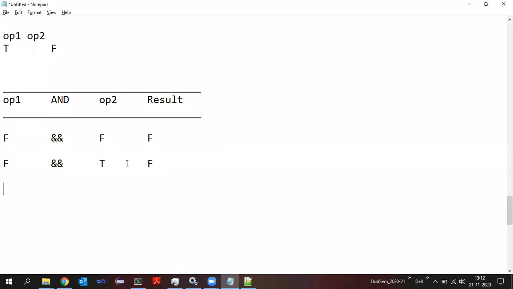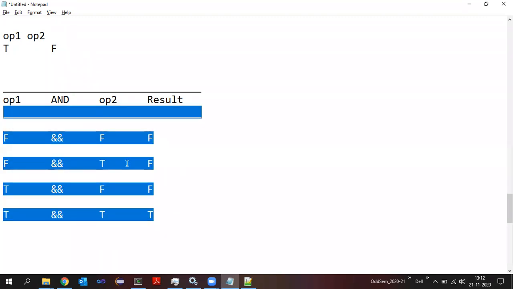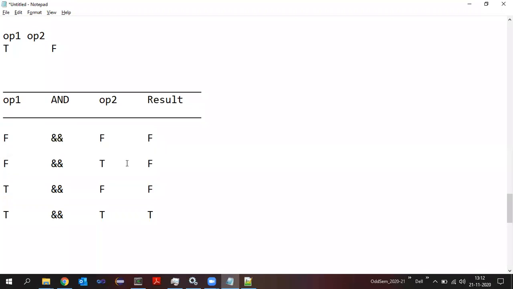Then, assuming students are present and the teacher is absent, what do you expect? Will the class be taken or not? It will not be taken. The result is again false. Now look at this case. Students are there and the teacher is also there, then definitely the class will be taken. True. So this is how the logical AND works.